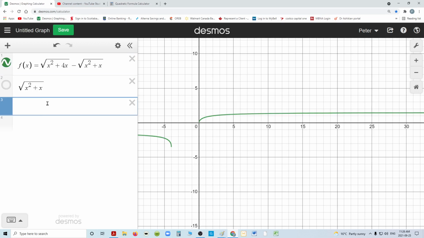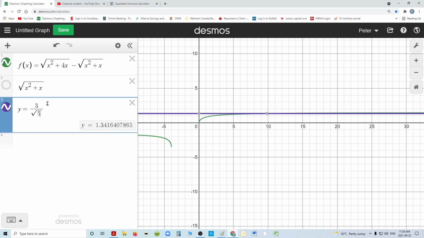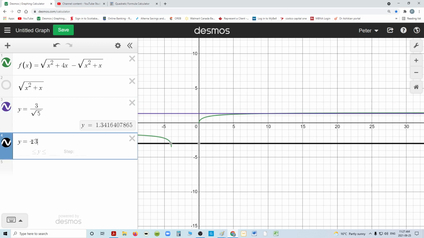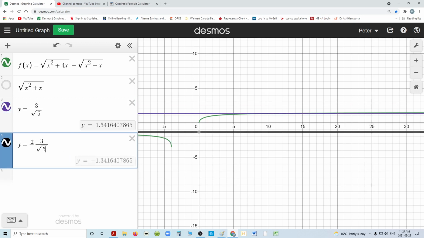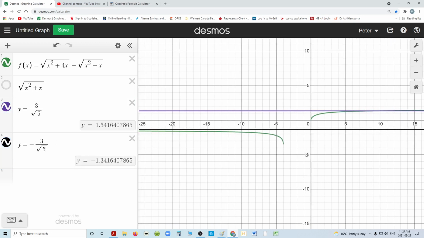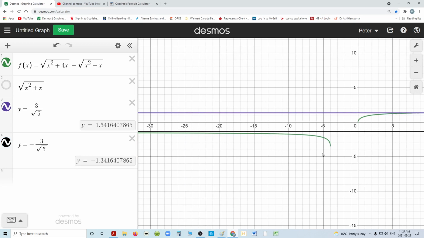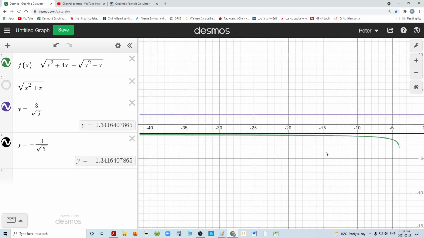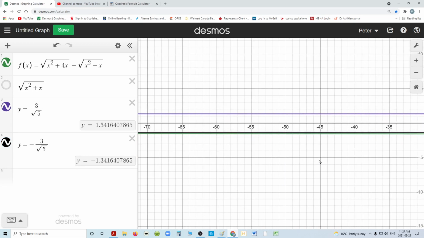let's see, y is equal to 3 by the square root of 5. Yeah, it was that. Y is equal to negative 3 over the square root of 5. No, it wasn't that on the bottom, though. Oh, yeah, it was. They're both trying to approach that. Not quite accurate, though.